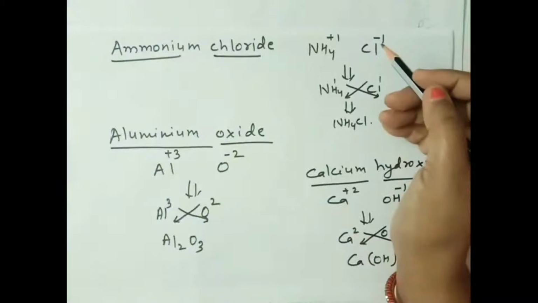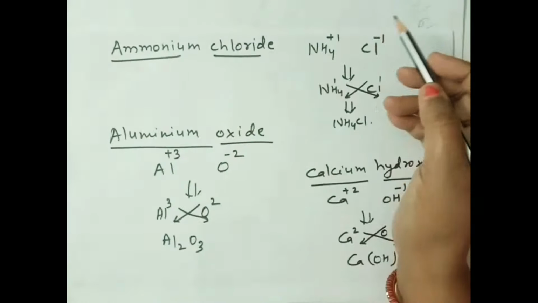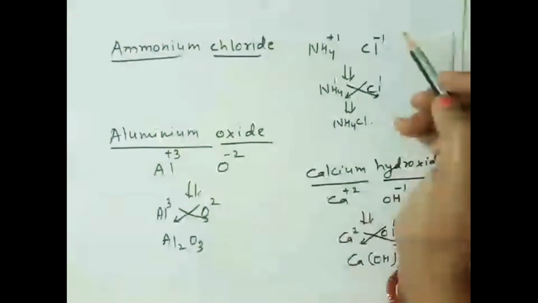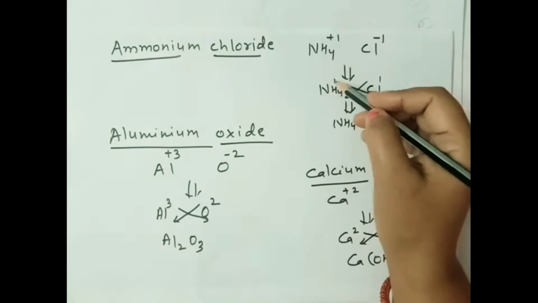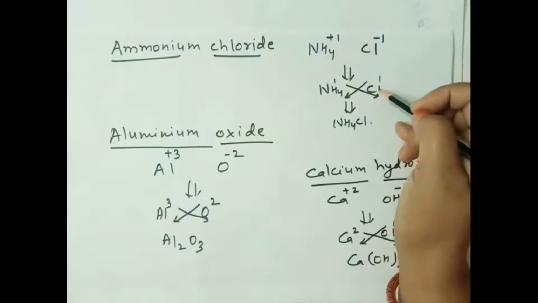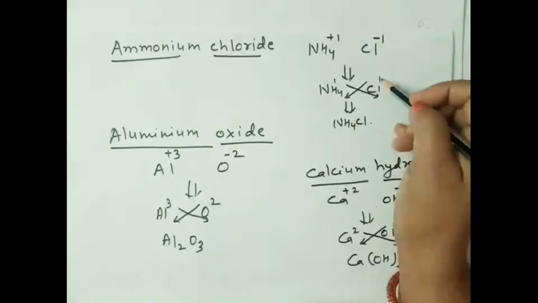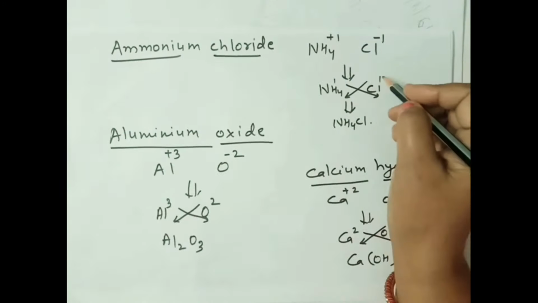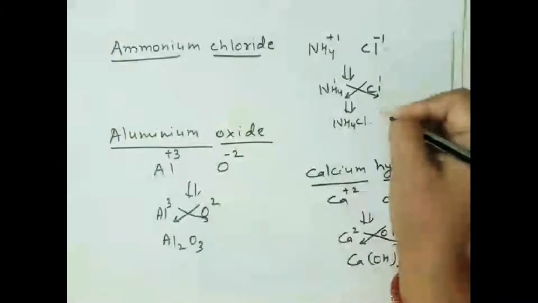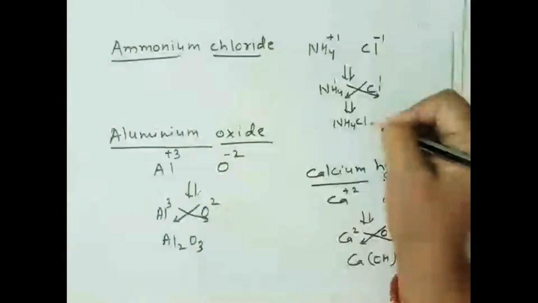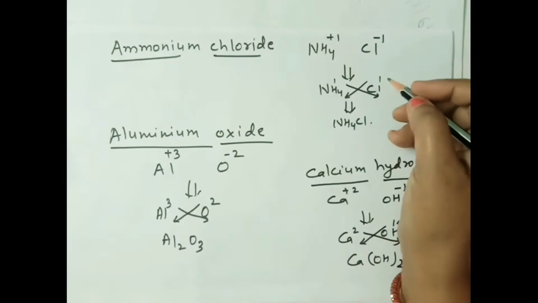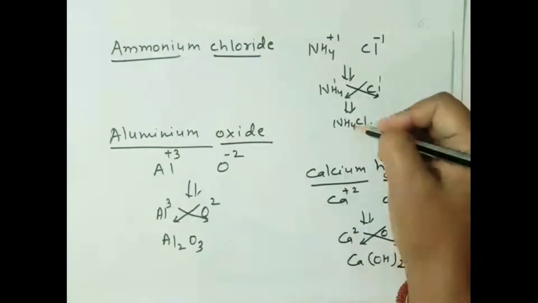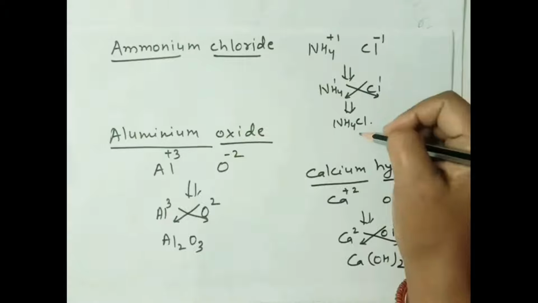During writing the formula, the plus or minus sign of the valency should be omitted. We need not write the sign of plus or minus. So we can simply write ammonium NH4 valency 1, chloride Cl valency 1. Since the valency is equal, if you write NH4 1 Cl 1, the 1 is understood, we need not write it. So simply we can write NH4Cl.